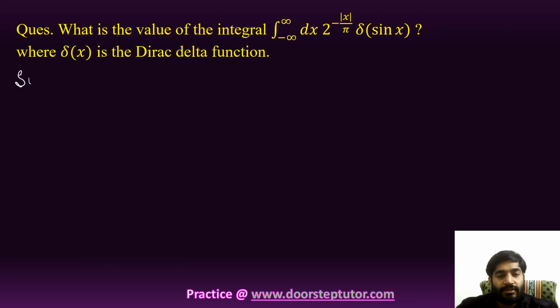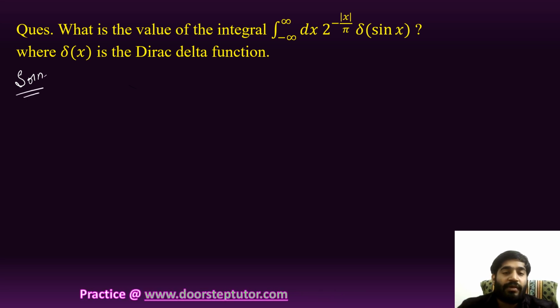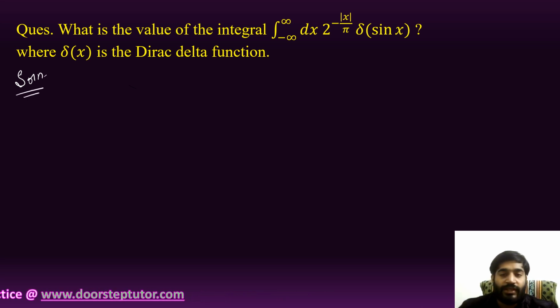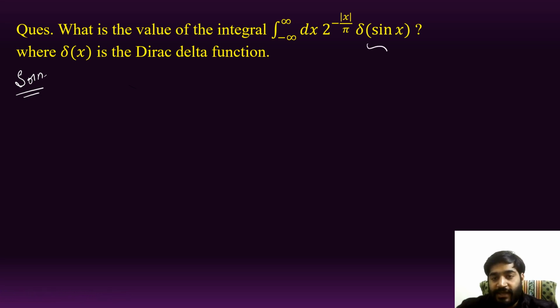Now this is a problem regarding the Dirac delta function, which shows that the Dirac delta function is very important for the exam. Now you can see the two functions here. One is inside the Dirac delta and another is outside. So we consider this as g of x and the other function as f of x.